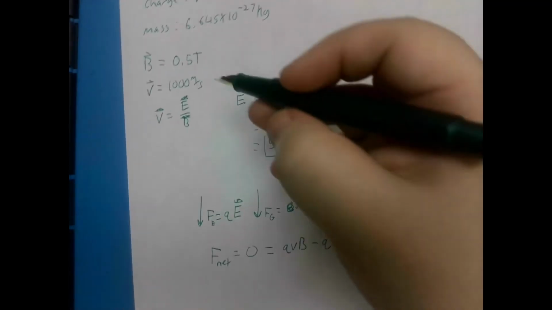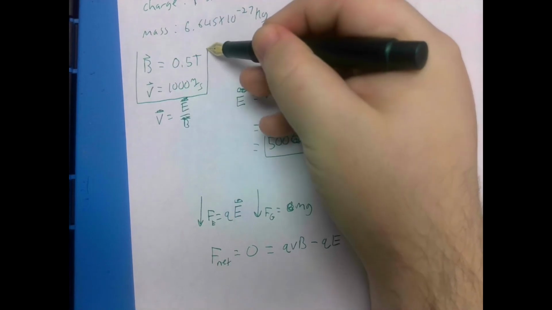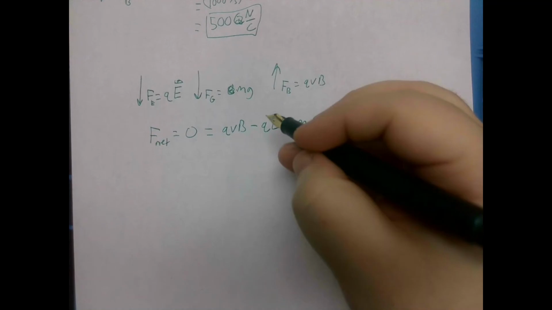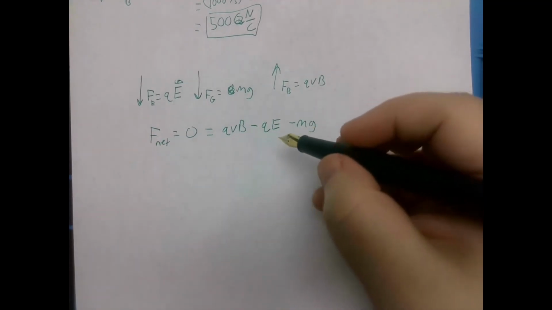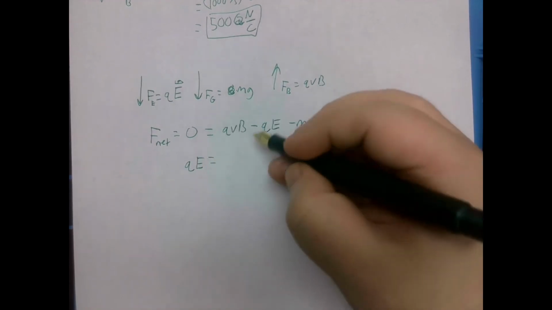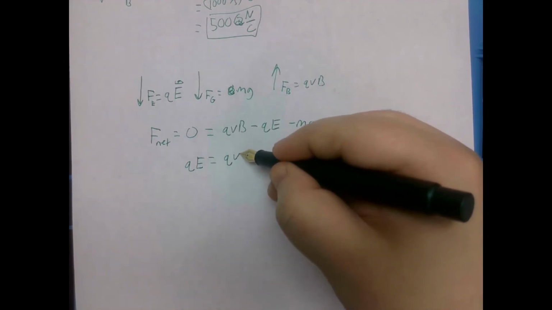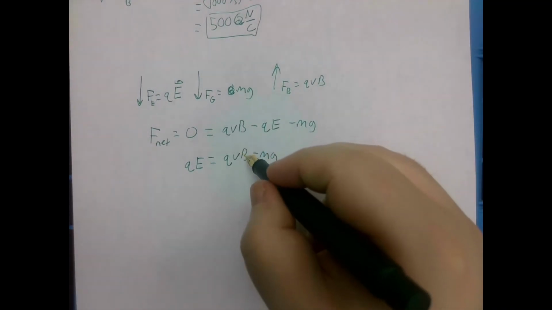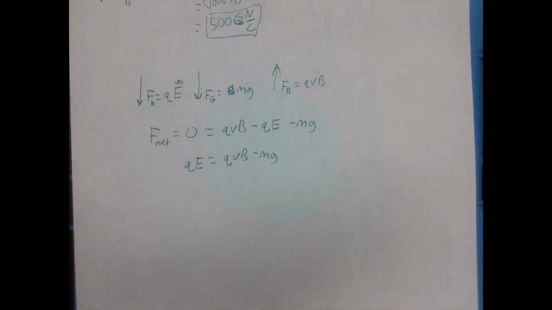So again, I'm going to assume that I'm fixing these values and I'm trying to solve for how much electrical force, or electrical field, is needed. So solving for E, moving this over, I get QE is equal to QVB minus mg. Note, by adding gravity to this, it actually depends on charge now. Previously, when I ignored gravity, charge didn't matter. Now that I'm adding gravity, charge actually matters.